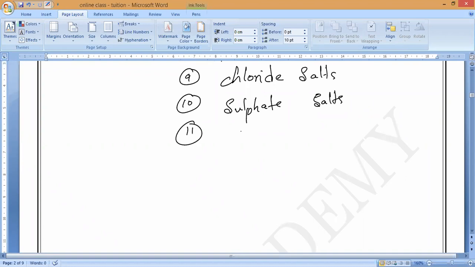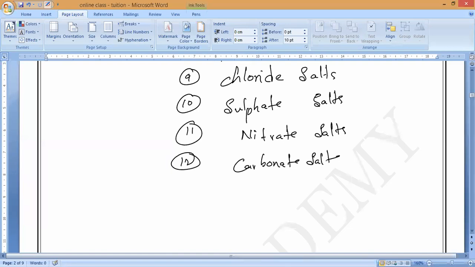Nitrate salts. Next one, carbonate salts. Acetate salts. That's the last one. I hope you have examples, correct? So if you observe, this is all about the families of salts.